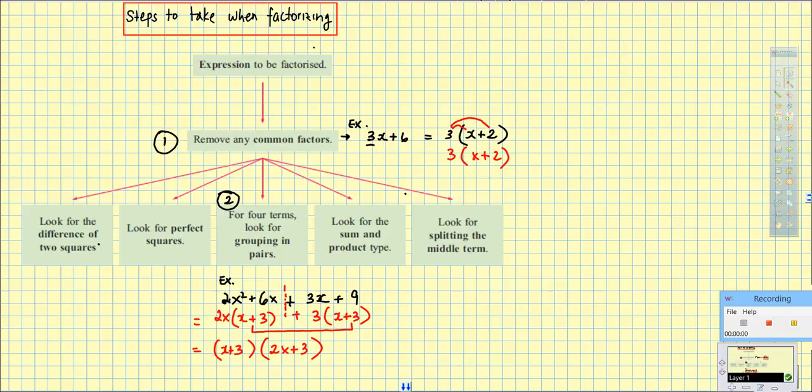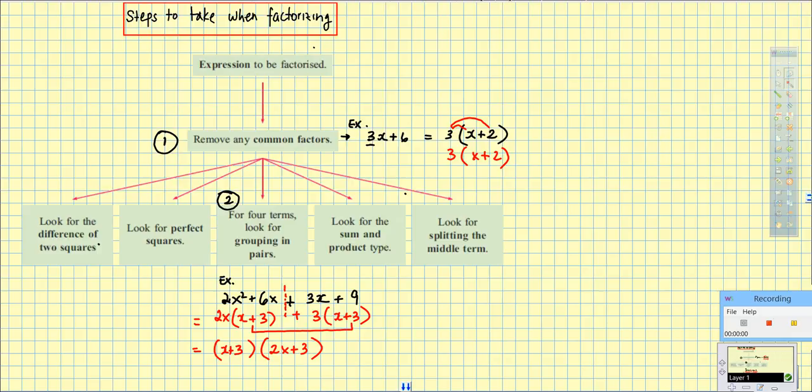Hi everyone, we're going to be looking at the next form of factorization today, but before we do that, we're going to just review very quickly what we've done so far. So the steps that we want to take when we are factorizing is we're going to have the expression that needs to be factorized, and the first thing we want to do is always check to see if there is a common factor to remove.